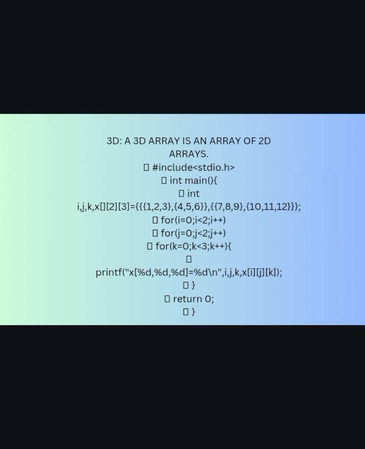3D array. A 3D array is an array of 2D arrays, and this is an example of a 3D array.